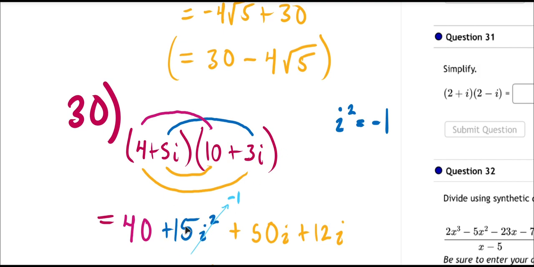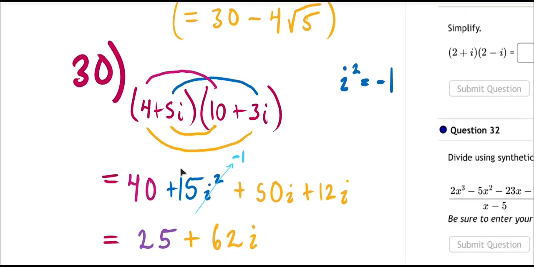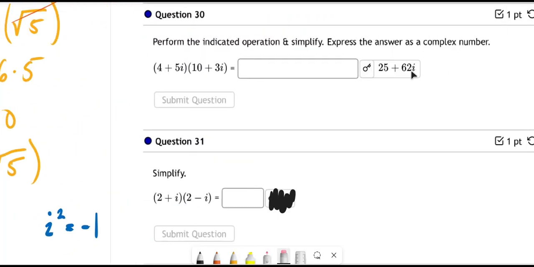I've grouped them like this because this is 15i times 3i giving me 15i squared, that's going to pull a minus 1 out, and it's not going to be complex valued for this part at all. We're just going to get a minus 15 away from 40. That gives me 25. On the other hand, 5i times 10 is 50i. 4 times 3i is 12i. And writing these in like terms of i, we get 62i. So 25 plus 62i is our final answer. And there we have it.